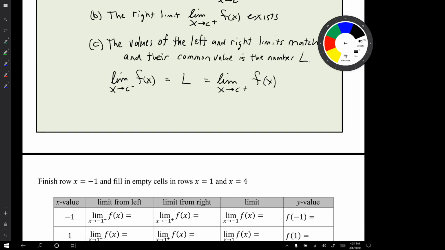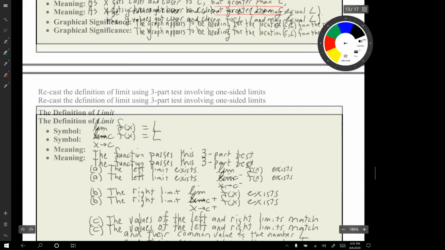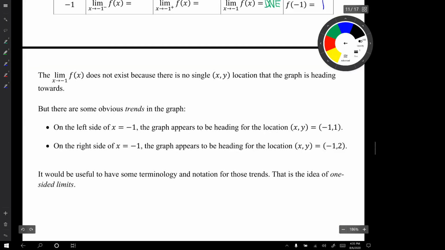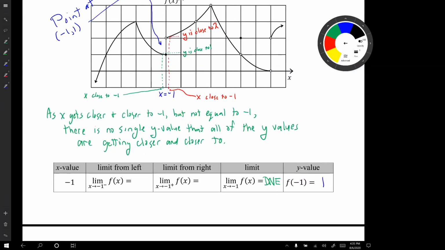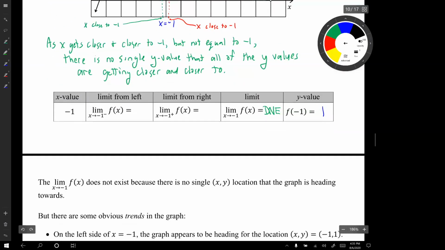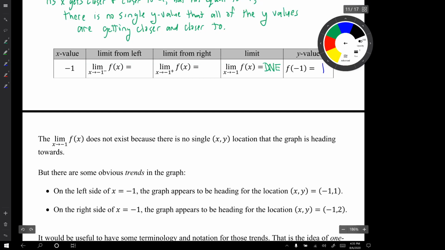Okay, so now let's finish the row with x equals 1 and then fill in the empty cells in the rows that we already did. So remember the row with x equals -1, we had the y value does not exist. The y value is 1. The limit does not exist. But we had the trend that the graph appears to be heading for (-1, 1) from the left, and the graph appears to be heading for (-1, 2) from the right.